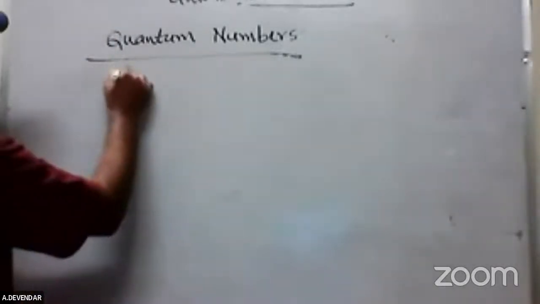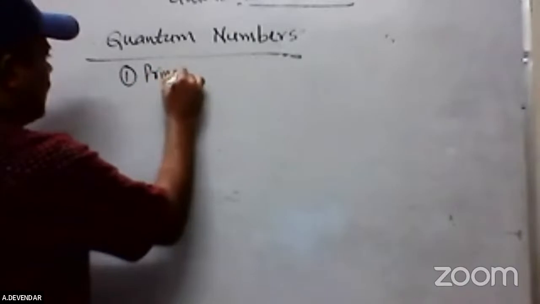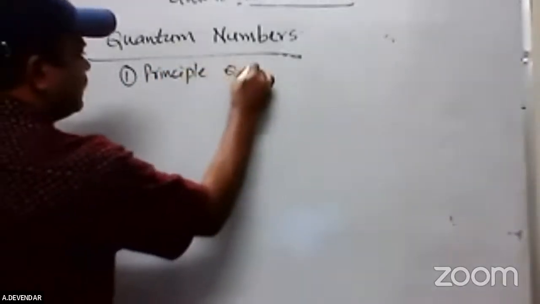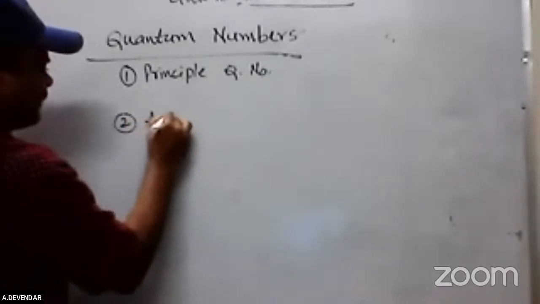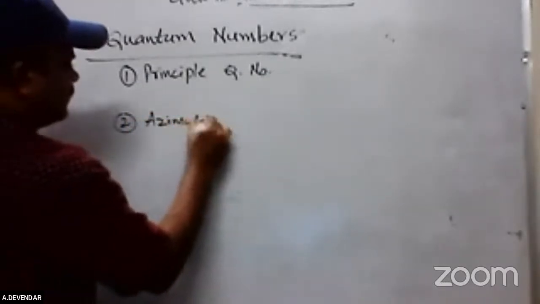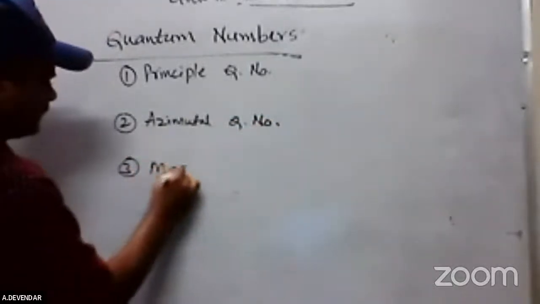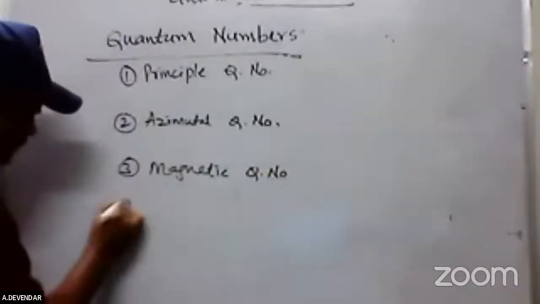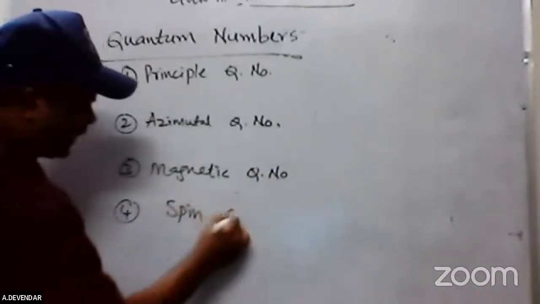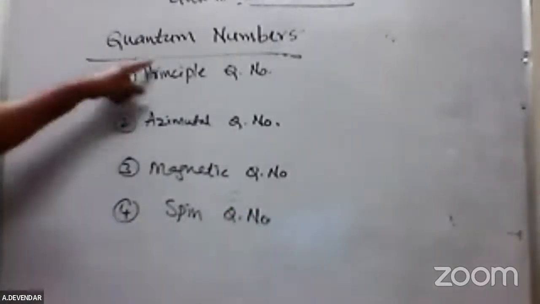You have four quantum numbers. These must be present in order only. The first quantum number is called the principal quantum number, the second is the azimuthal quantum number, the third is the magnetic quantum number, and the fourth is the spin quantum number. So friends, we have four quantum numbers, and they must be in order only.